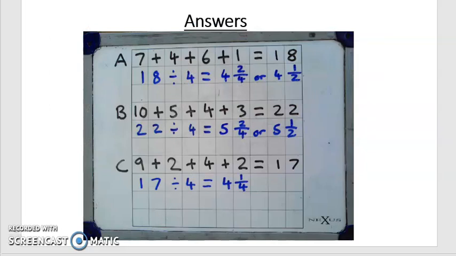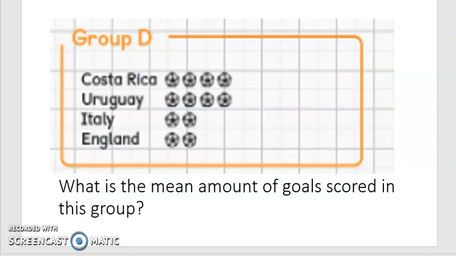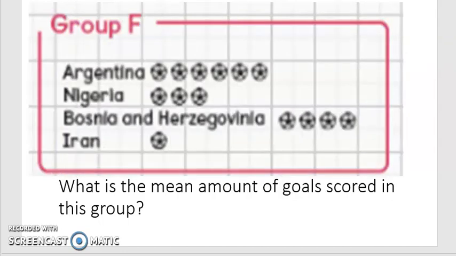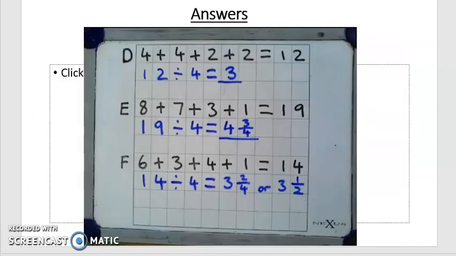Moving on to group D. Pause now so you can solve it. I'm now moving on to group E. Now moving on to group F. Pause the video now. I'm now going to move on to the answers for the mean for groups D, E and F.